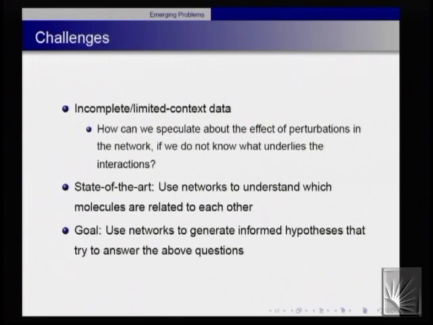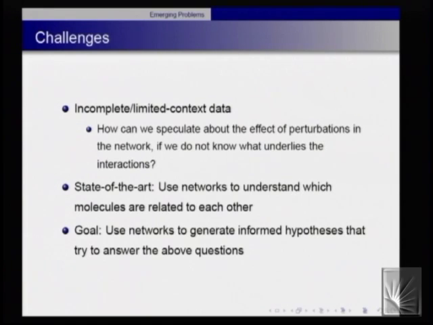We don't know the nature of interactions. So how can we really speculate that this protein is connected to this protein, and then there is some mutation in the gene coding for one of the proteins? How can we speculate that the effect of this genetically modified protein will be this or that on the other protein? We don't know the underlying dynamics.